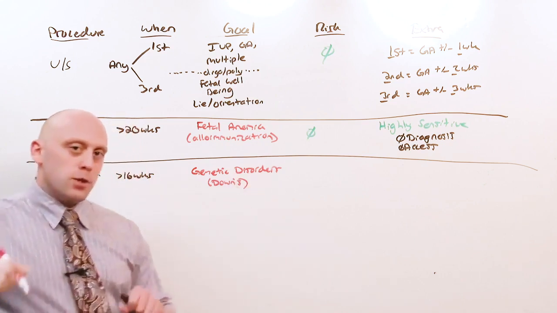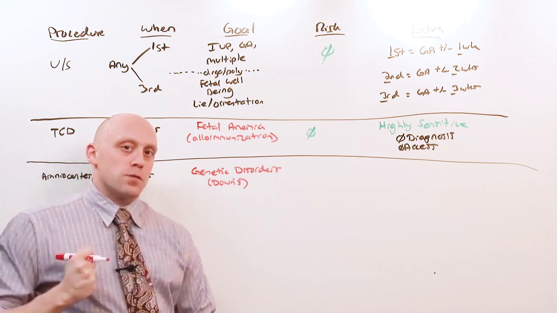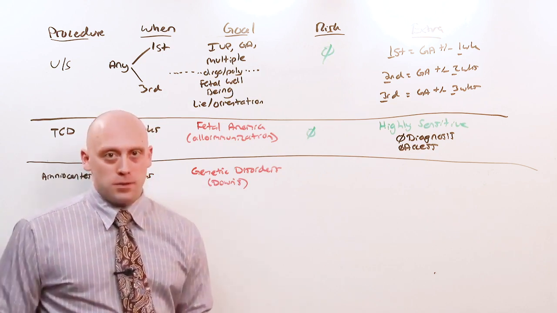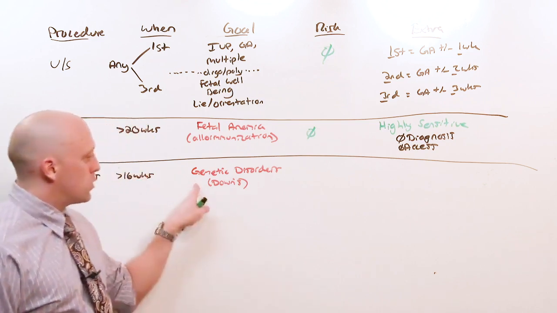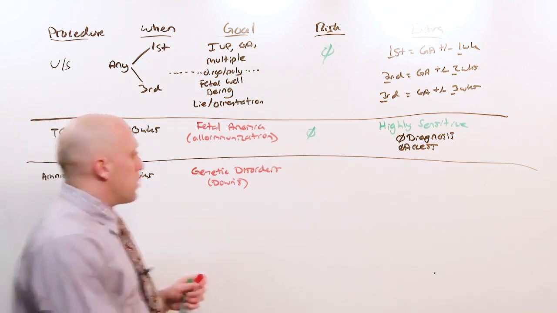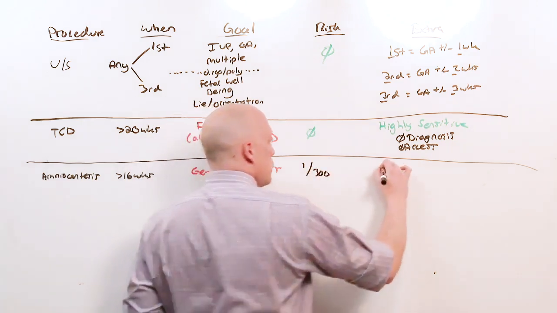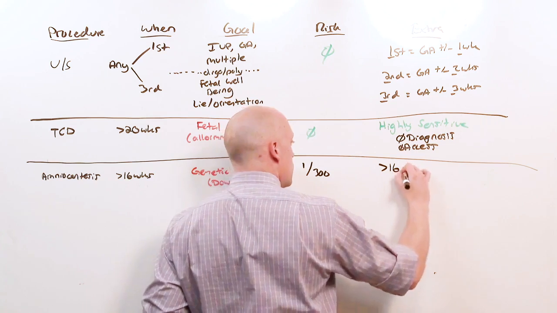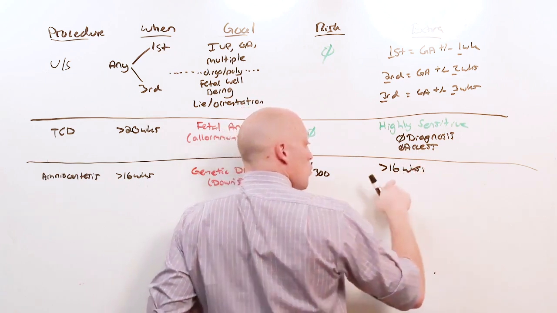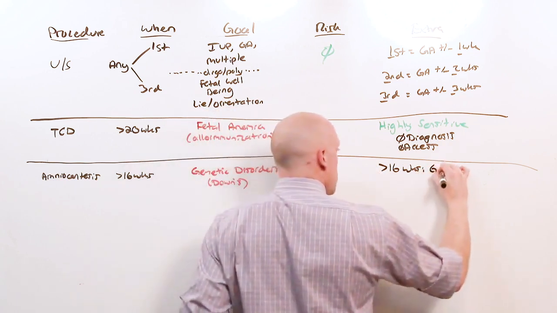You take a needle, you put it through mom's belly, into the amnion, draw off some fluid. In there are baby cells. So it allows you to confirm genetic disorders like Down syndrome. The risk of fetal loss is about 1 in 300. And if you're using it in the second trimester, it's only reliable after 15 weeks, and you're doing it for genetic screening.